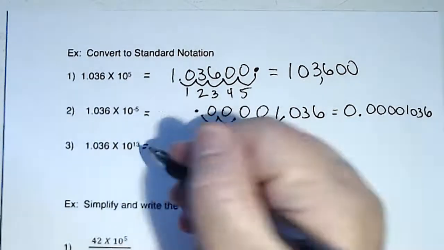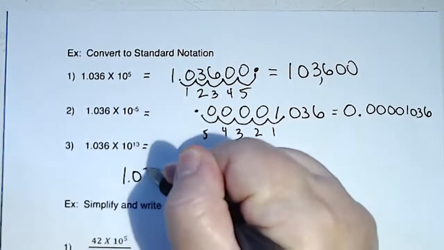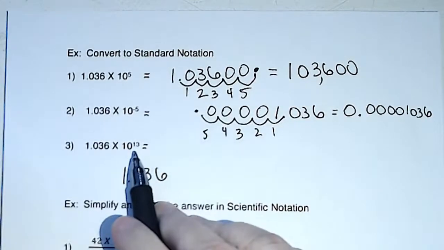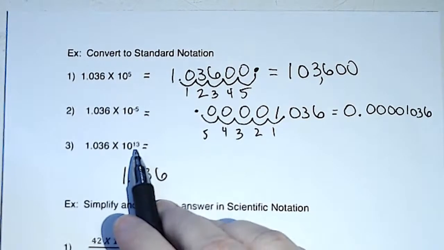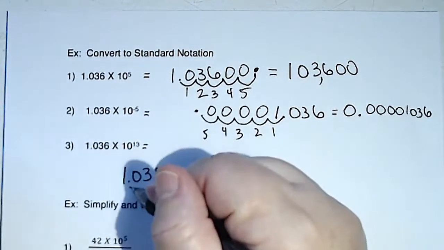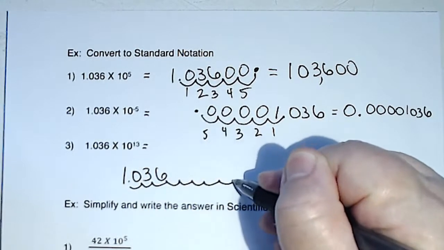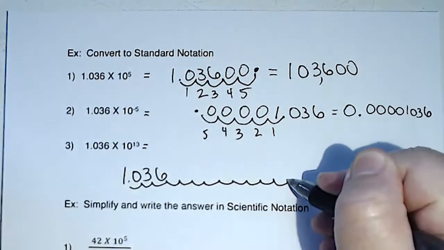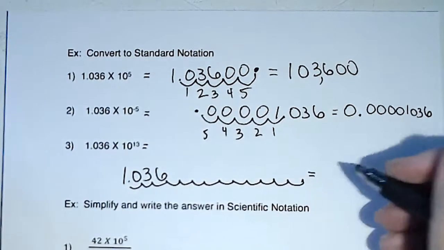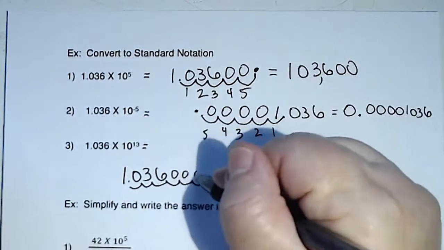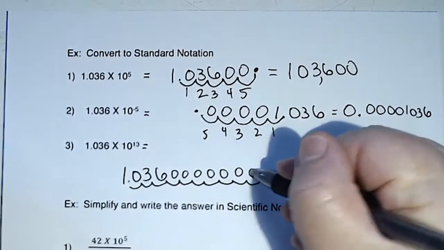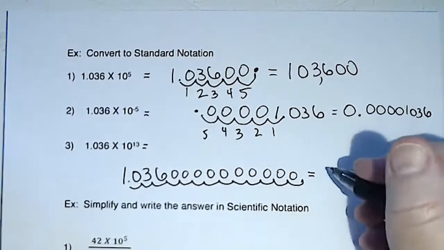Okay, now for this one, I need a lot of space. Because this is going to be times 10 to the 13th, which is a positive exponent, so it means it's a large number. 1, 2, 3, 4, 5, 6, 7, 8, 9, 10, 11, 12, 13. So let's see how many zeros there are. 7, 8, 9, 10. 10 zeros.